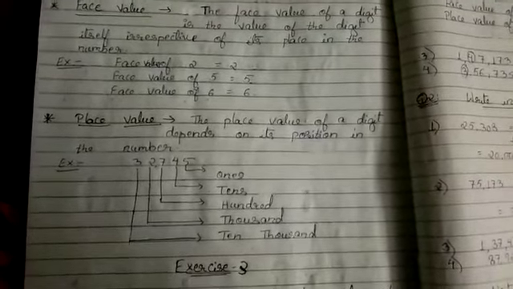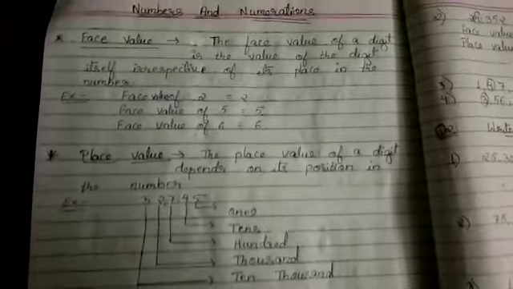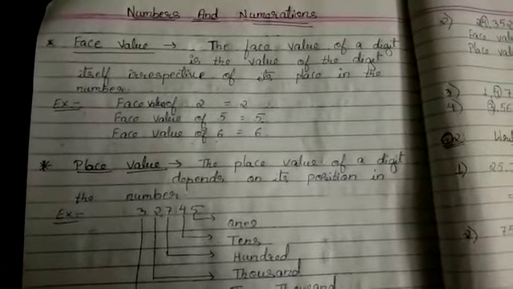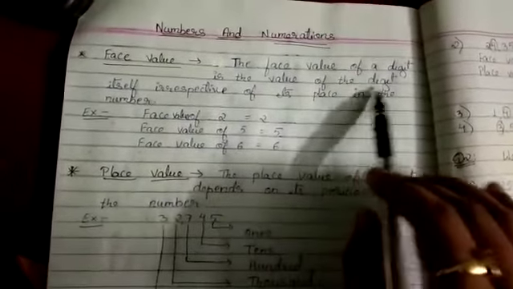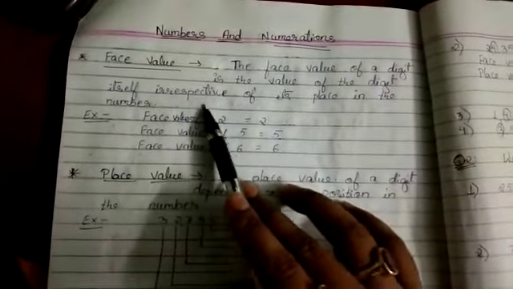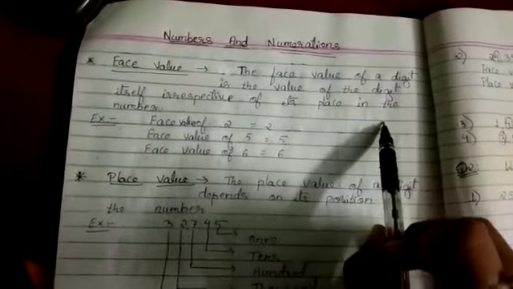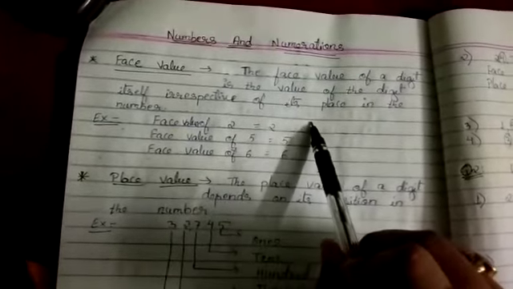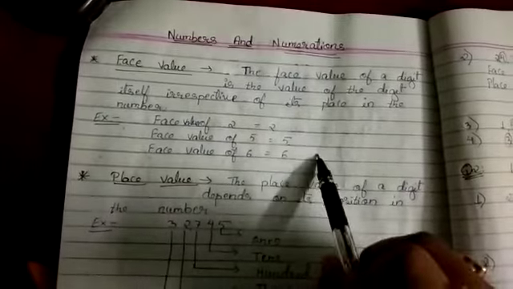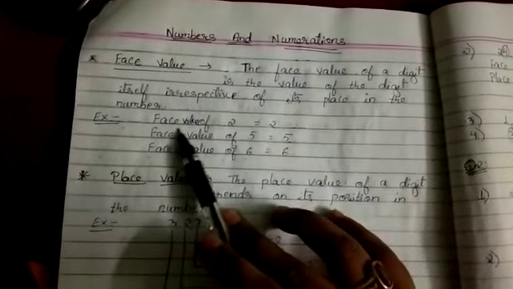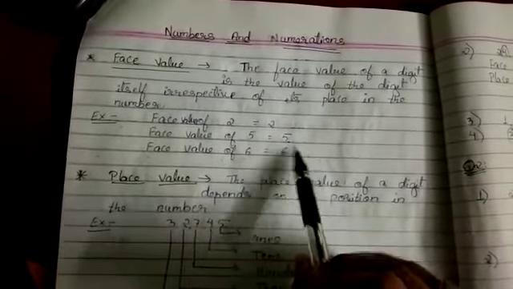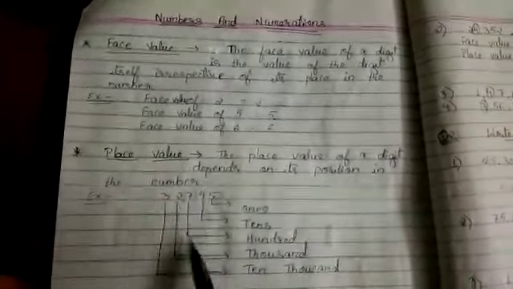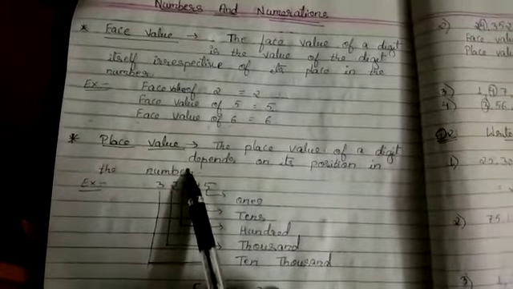All of you. Today we are going to start our third exercise, but before starting the third exercise we have to know the meaning of face value and place value. So face value of a digit is the value of the digit itself irrespective of its place in the number. Face value is always the number itself, there is no change. For example, face value of 2 is 2, face value of 5 is 5, face value of 6 is 6.